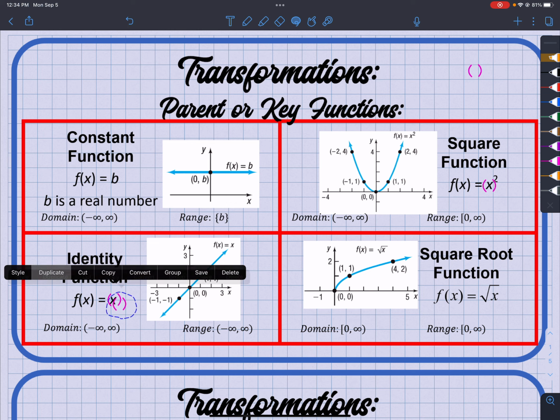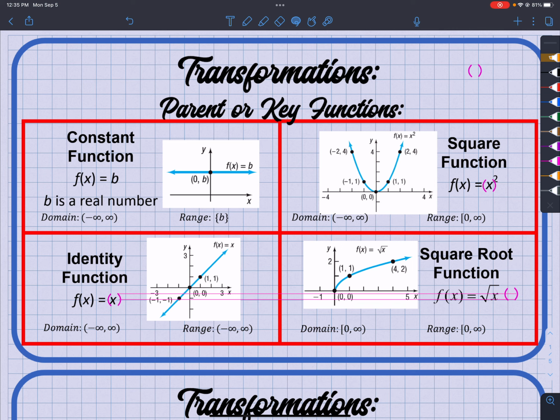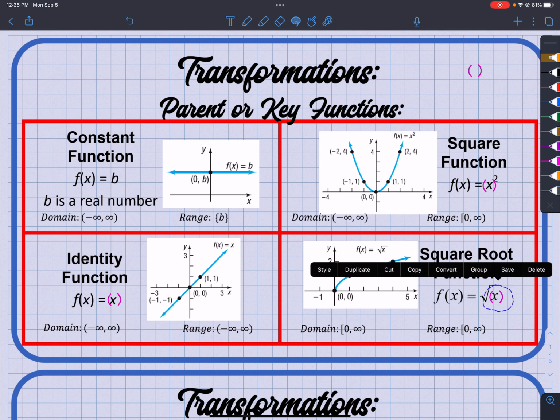All right, and then we also have the square root function, which is y is equal to the square root of x. If you notice with the square root, when x is 0, the square root of 0 is 0, x is 1, the square root of 1 is 1, x is 4, the square root of 4 is 2. Okay, and notice the domain and range.